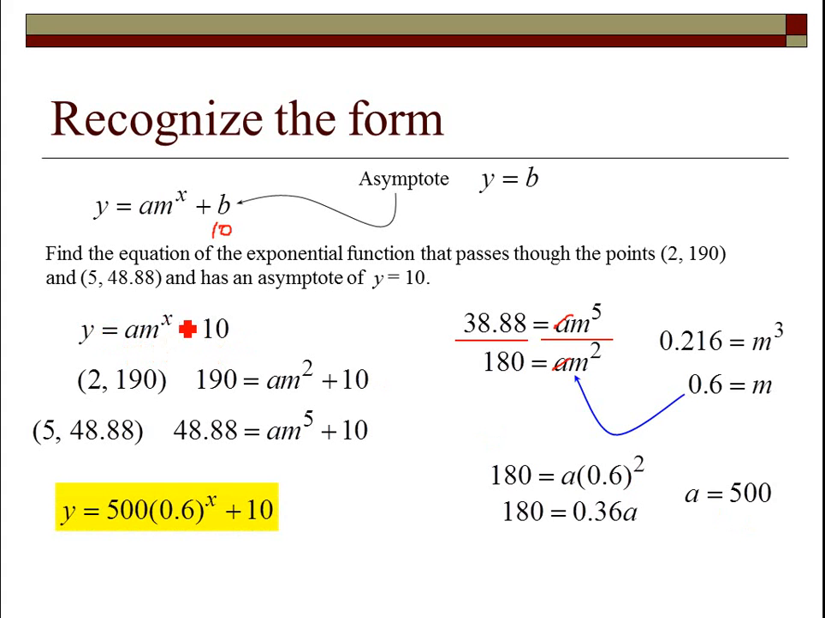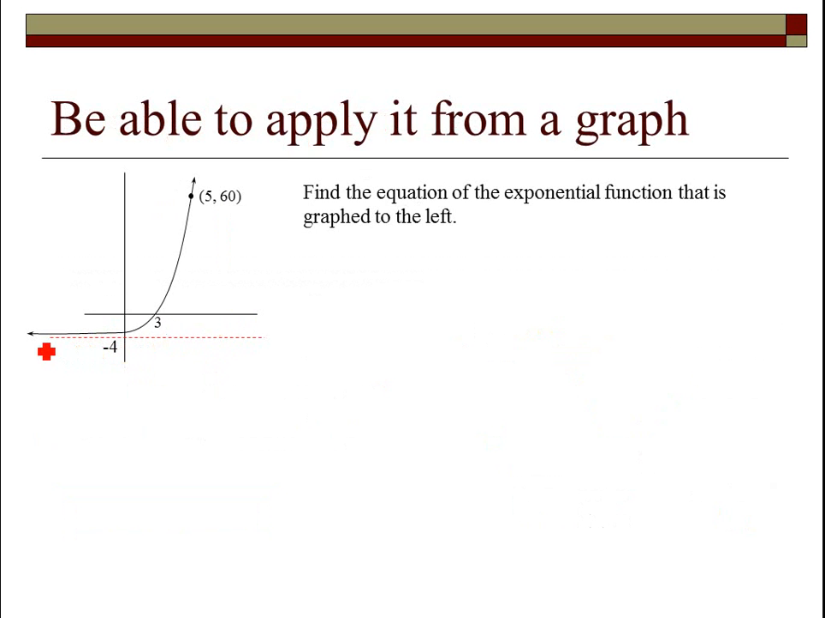Okay, the other kind of problem you could face with this one is where they give you a graph. So I have an asymptote right here, and this happens at y equals negative 4, an x-intercept at 3, going to the point (5, 60). So again, we're going to start with this equation, realizing that the b is going to equal negative 4. Now I'm going to need to plug in points. Well, I've got a point (5, 60), but I've also got this point. This point right here is (3, 0).